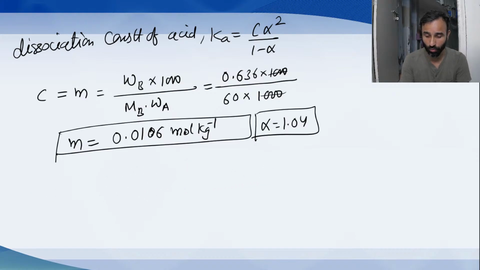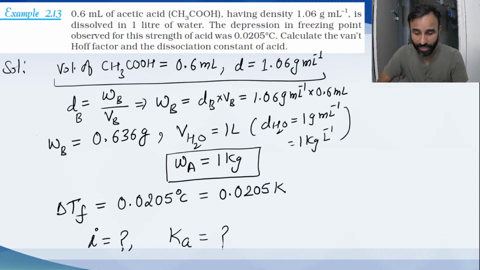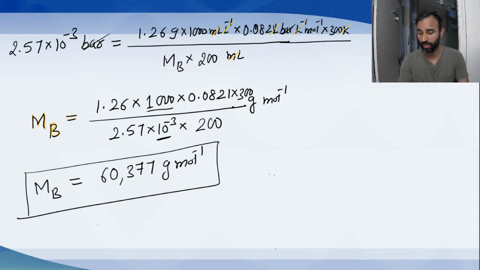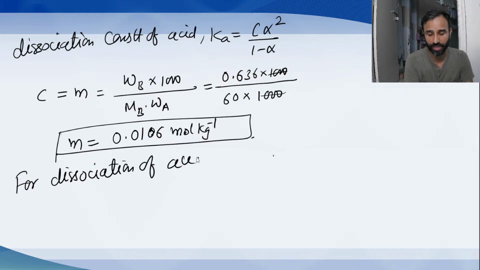So first we have to calculate alpha, say, for acetic acid in water. The Van't Hoff factor is 1.04. So from here we have to calculate the degree of dissociation of the acid, alpha, that is the degree of dissociation.